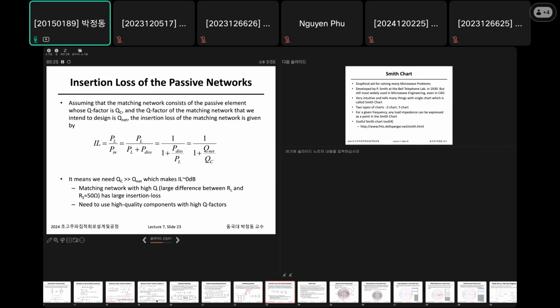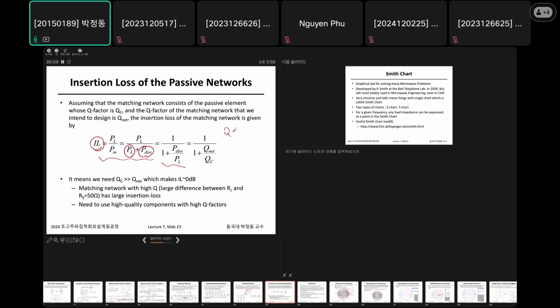So now let's talk about the insertion loss of any passive network. When we synthesize the matching network, the insertion loss is given by this. Okay, insertion loss is from the definition. Insertion loss is PL divided by P in. Here P in is the power delivered to the load plus the dissipated power. This is the total input power, right? So if I rearrange with respect to RL, which is the power delivered to the load, then I can write it like this.